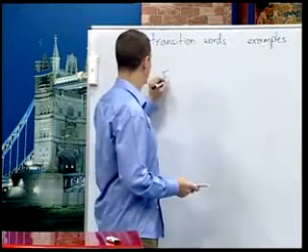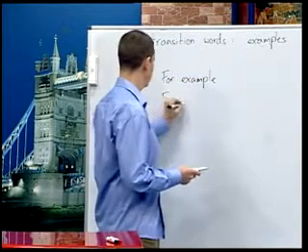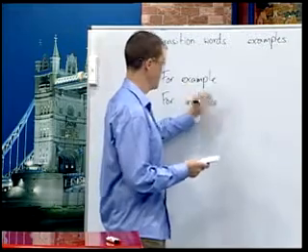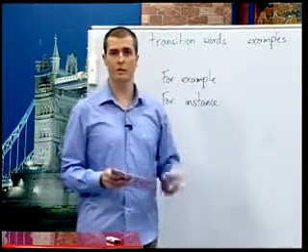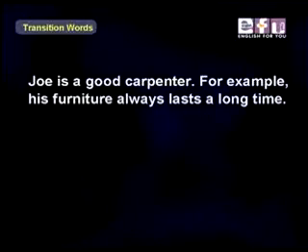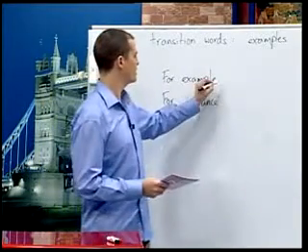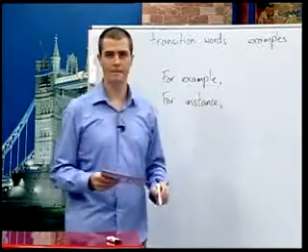For example, and for instance, are used to support the first sentence. They give us more information about the first sentence. In the first example sentence here, we said Joe is a good carpenter. The second sentence tells us how he is a good carpenter. His furniture always lasts a long time. And they are used to begin the second sentence, and they always are followed with a comma.